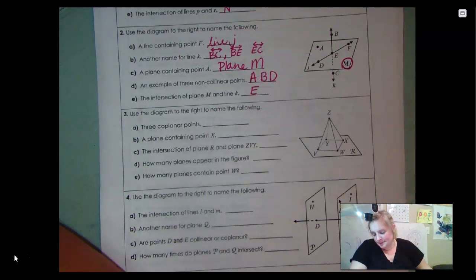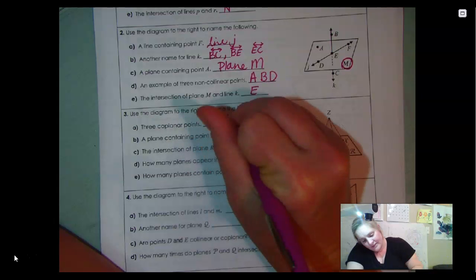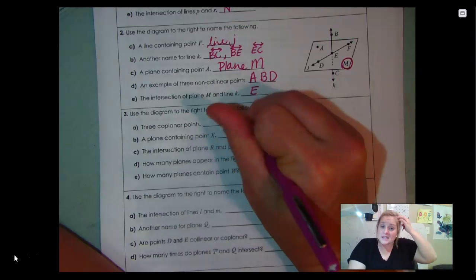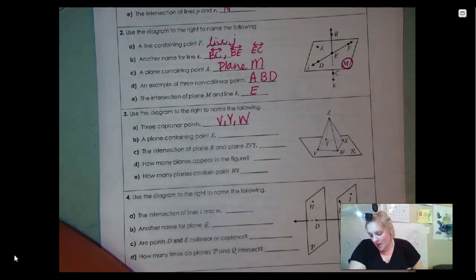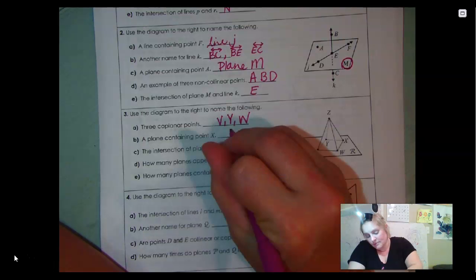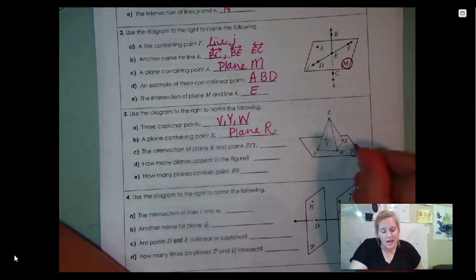Coplanar points. All right, so we're looking for 3 coplanar points. They're on the same plane, but not on the same line. So we could say V, Y, and W. Or we could have said X. That's just one possibility. A plane containing X. So here's X. A plane that contains that would be this large plane here, which is plane R. Okay, that cursive R right there, that names that plane.